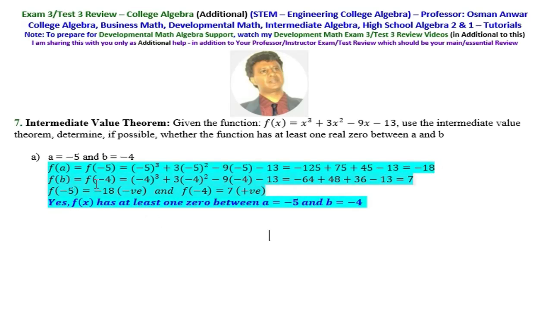F of b is f of minus 4, which is minus 4 cubed plus 3 times minus 4 squared minus 9 times minus 4 minus 13 equals minus 64 plus 48 plus 36 minus 13 equals 7. F of minus 5 is minus 18, which is negative. F of minus 4 is 7, which is positive. That means yes, f of x has at least one zero between a equals minus 5 and b equals minus 4.